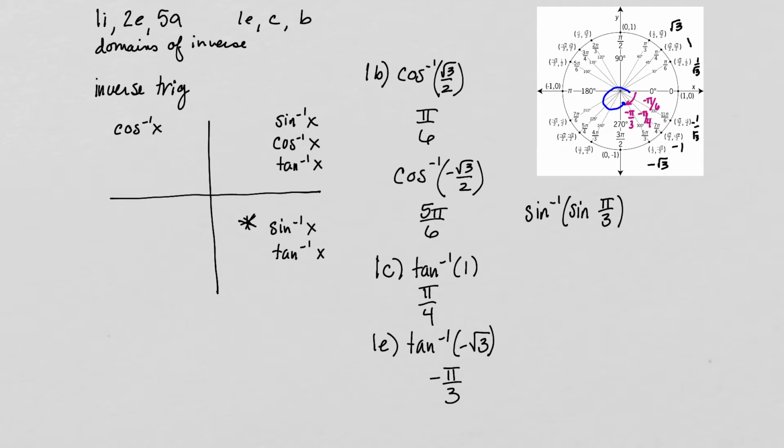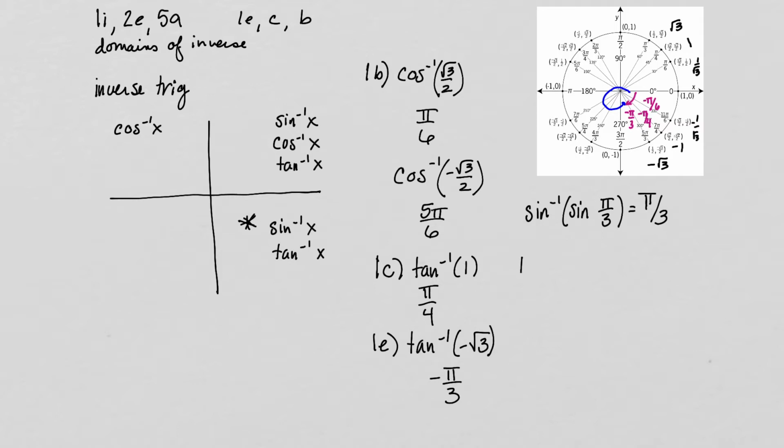So if we notice, pi over 3 is in quadrant 1. It's up here. In quadrant 1, the inverse sine is defined. So that's fine. In this case, these two things would cancel each other out, and we would just get pi over 3. They cancel each other out as long as they are in the right place.